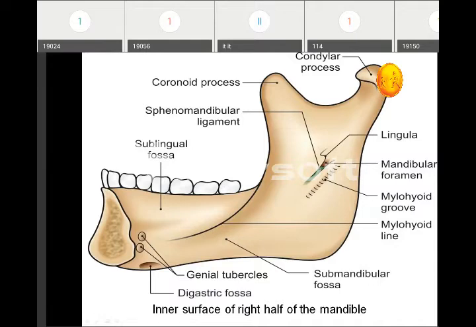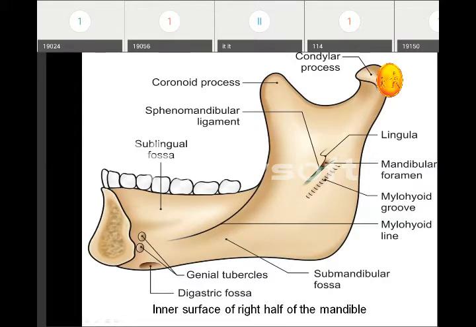Just at the anterior margin of the mandibular foramen, there is a tongue-shaped projection that is known as the lingula. And just below the mandibular foramen, there is a groove, which is known as the mylohyoid groove. So that is present on the inner surface, or the medial surface, of the ramus of the mandible. The lower portion of the medial surface is rough for the attachment of one muscle.